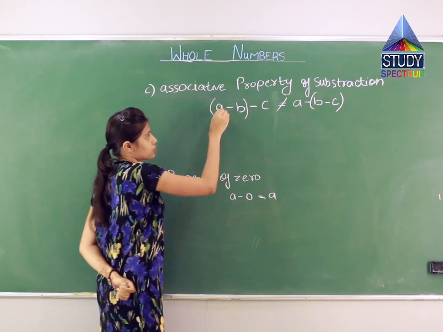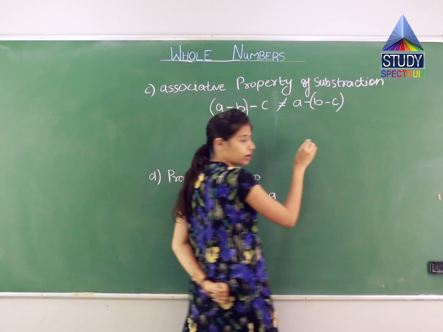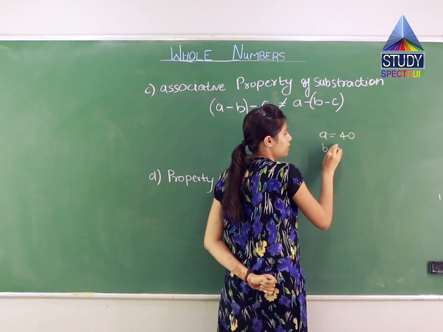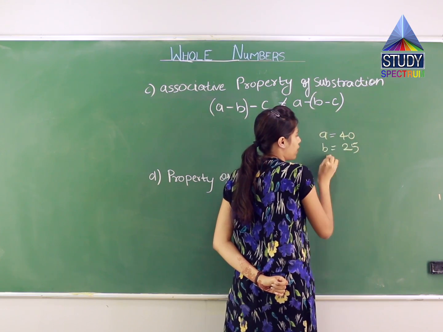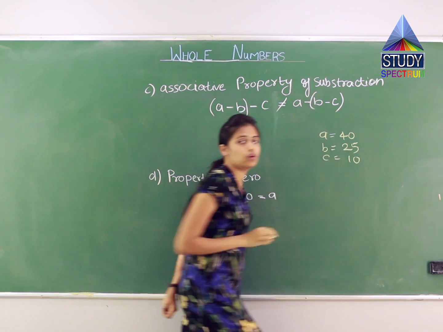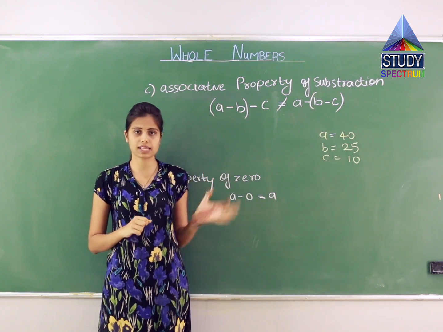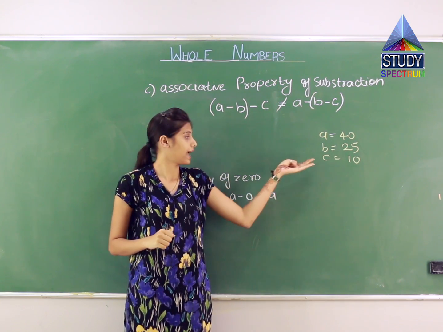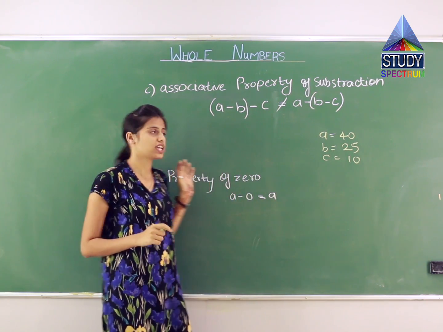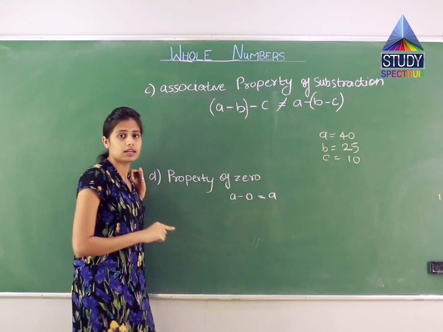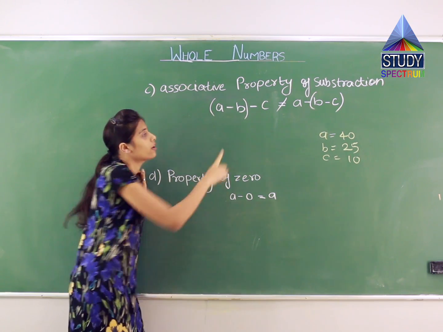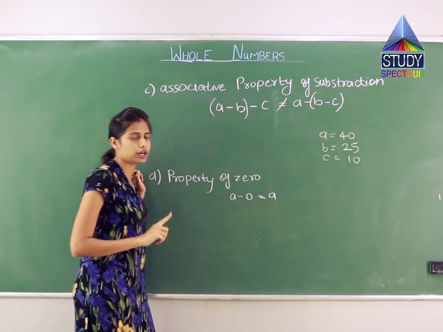Yeah, let us check. So A will be what? Let us take A as 40. B will be 25 and C equal to 10. These are the numbers I have assumed: A is 40, B is 25 and C is 10. Let us place the values of these alphabets in the formula given to us and check whether both are equal or not equal.